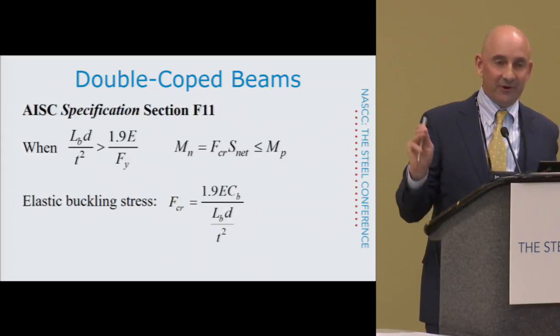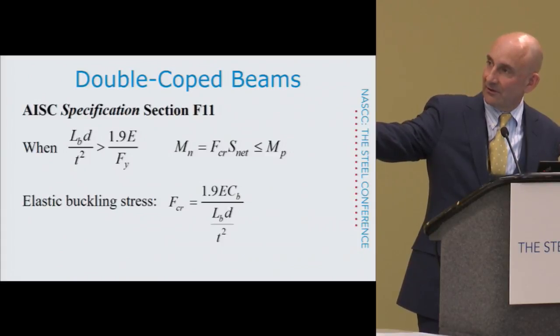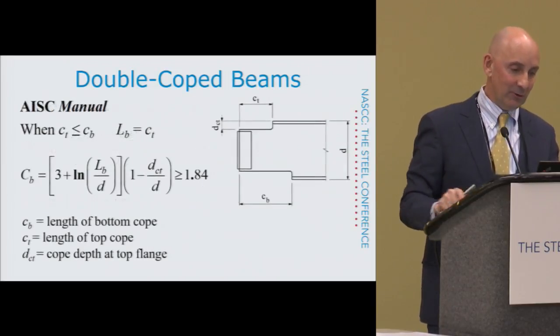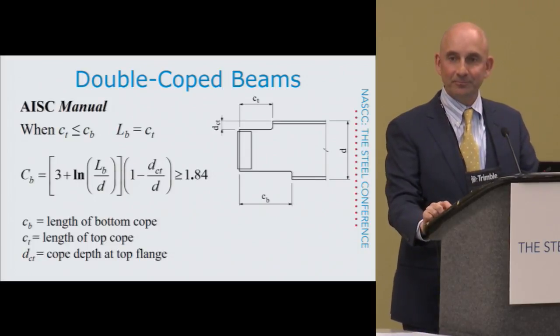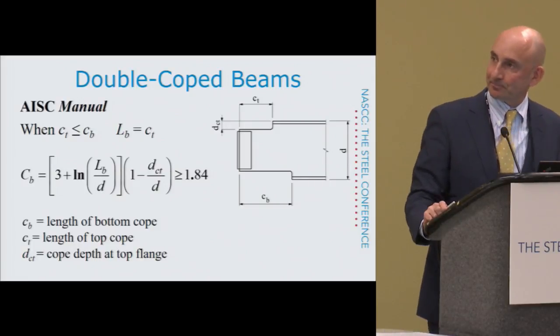You end up with, these are straight out of the specification, F critical times S net less than or equal to MP, and here's our F critical equation. It's got all these things down here that we just defined, but we still need to know what L sub B and C sub B are. And to get those values, we go straight to the manual. And these are the equations that Robert and I worked on.